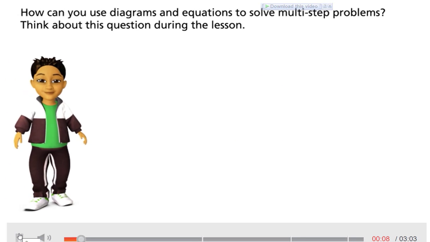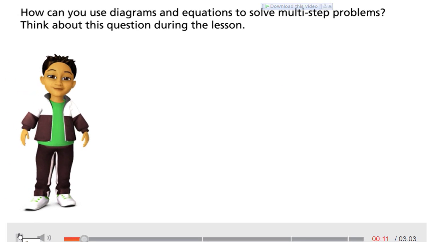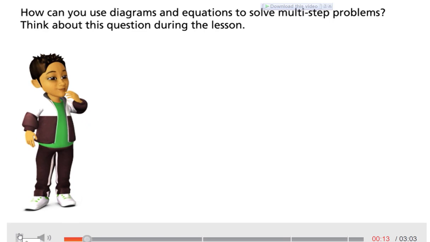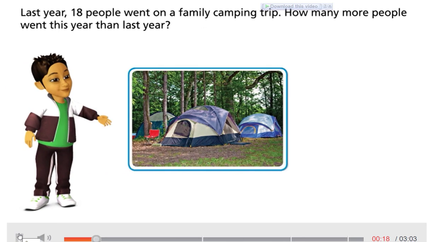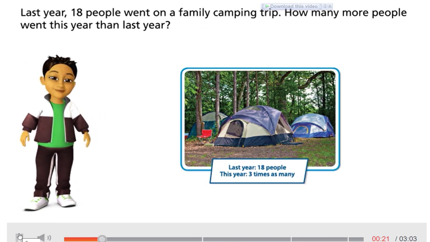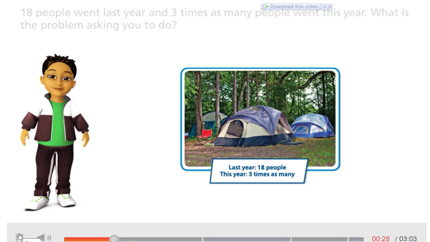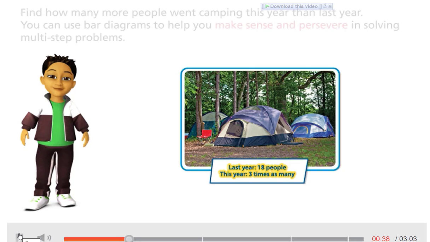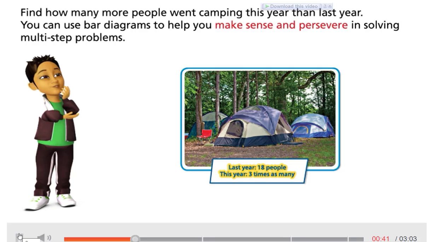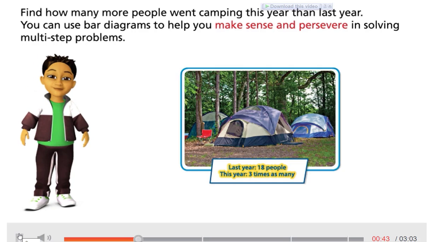How can you use diagrams and equations to solve multi-step problems? Think about this question during the lesson. Last year, 18 people went on a family camping trip. How many more people went this year than last year? 18 people went last year, and 3 times as many people went this year. What is the problem asking you to do? Find how many more people went camping this year than last year.